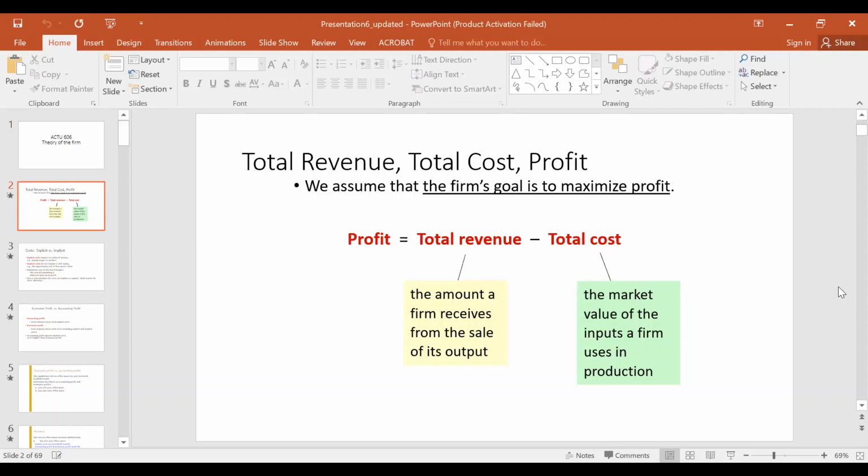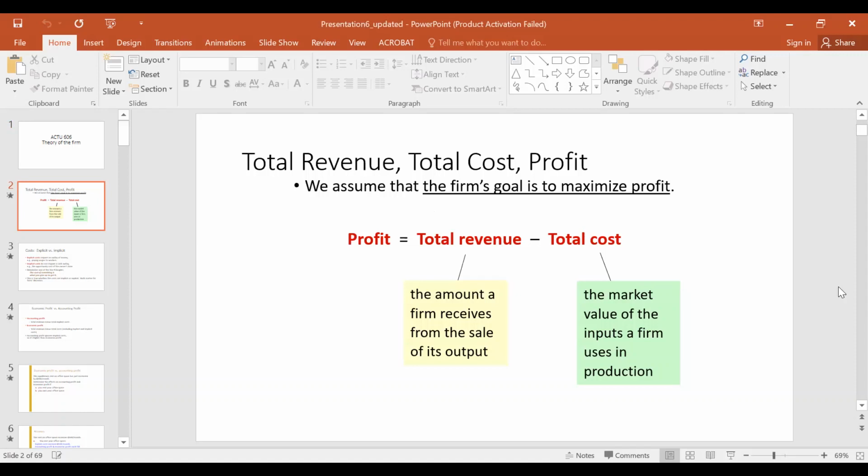Let's talk about some of the environments we are going to work within. We define some key terms: total revenue, total cost, and profit. Some of these you know already, but more formally, we will assume in this lecture that firms' goal is to maximize profit.